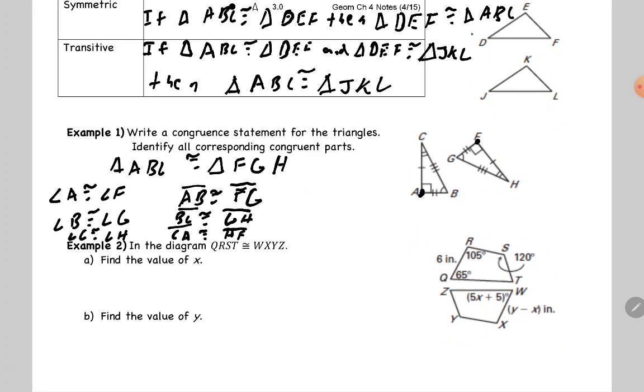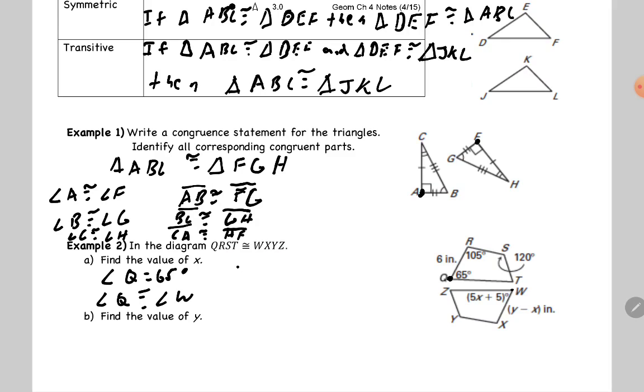Okay, in the diagram, QRST is congruent to WXY. Okay, so find the value of x. So angle Q is 65 degrees. X is next to W, or x is in angle W. Angle Q is congruent to angle W. Okay, because angle Q is in the first position, that means W is in the first position. But you can also take a look at the figure, it's just flipped upside down, right?